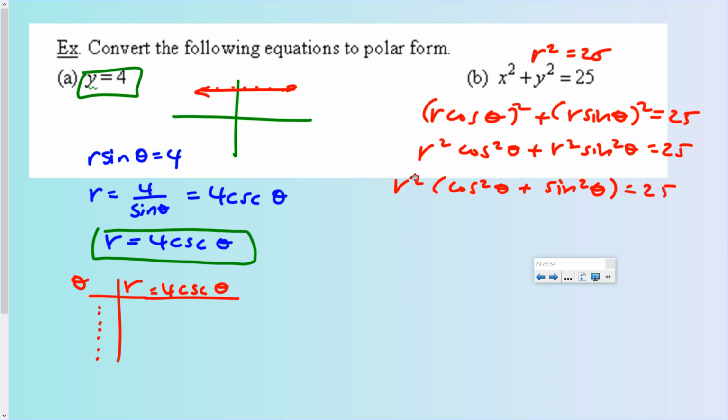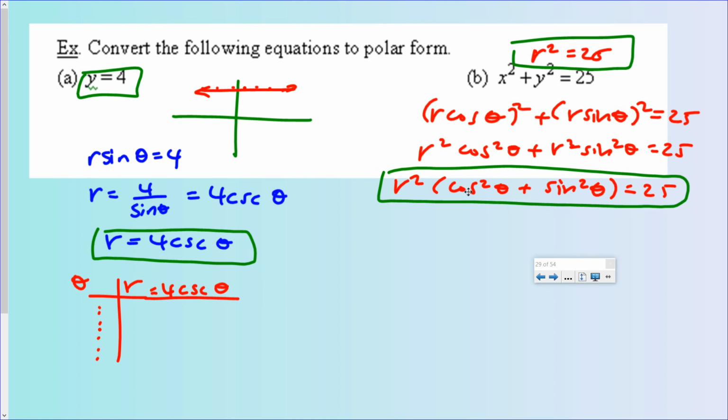Wow. How does this end up looking like this? Okay, what's cosine squared plus sine squared? 1. So they're basically the same. But you could leave it like that. It's not bad, but really, usually you do R equals, okay?